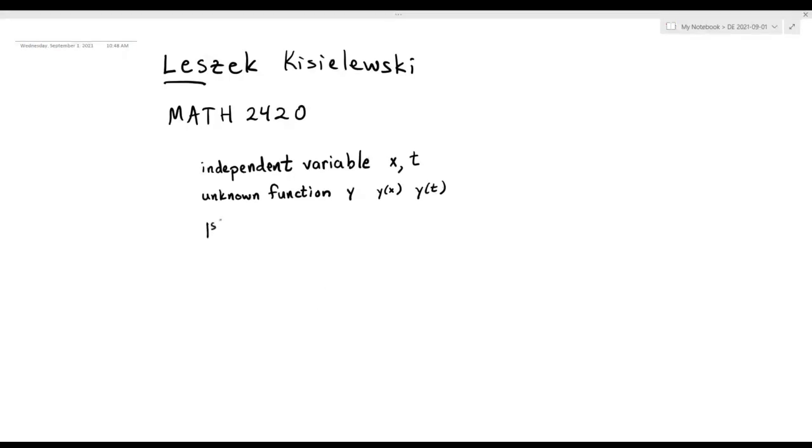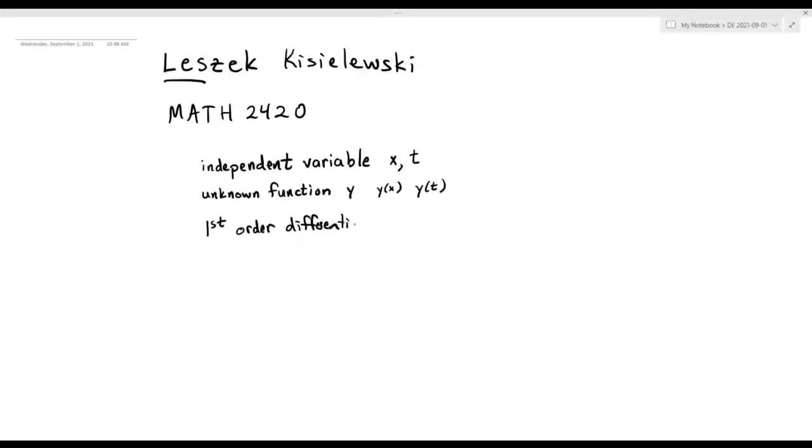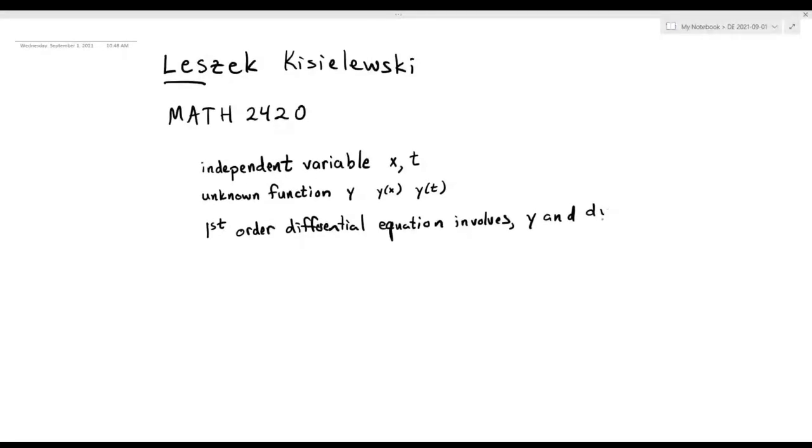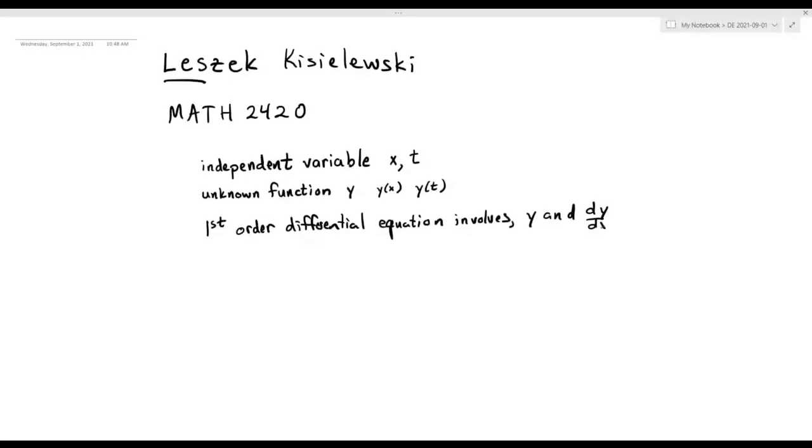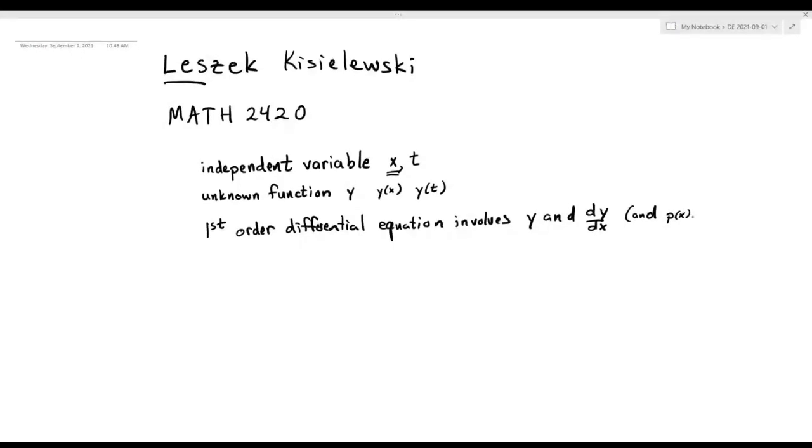So a first order ordinary differential equation involves y and the derivative of y with respect to the independent variable. For now, let's just use x as the independent variable, so dy/dx, and possibly some other functions of x, so we can call them p of x, q of x, or whatnot.